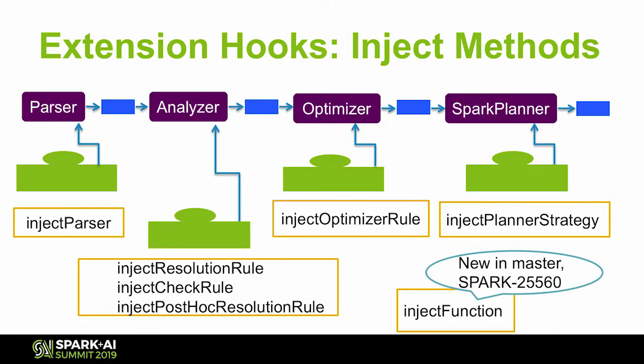So the inject methods are the important ones that you should be aware of when you're trying to use extension points. So here I'm showing the different methods. There's injectParser that you can use to inject extensions in the parser layer. There are injectResolutionRule, injectCheckRule, and injectPostHocResolutionRule. These three will get used if you want to customize anything in the analyzer. The injectOptimizerRule is used to inject rules into the optimizer. And injectPlannerStrategy is what you would use to inject Spark strategies to the Spark planner.